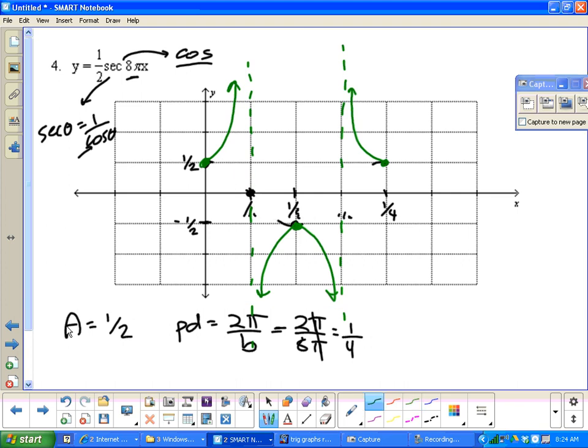Okay, now we need to go back and fill these in: 1/8, 1/16, and 3/16.